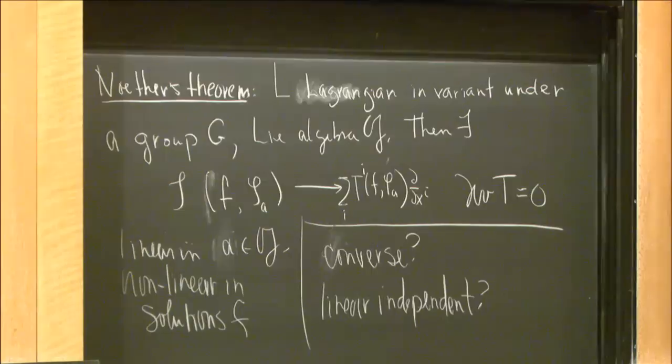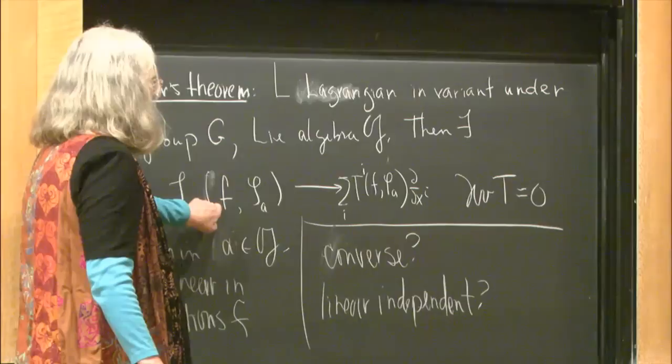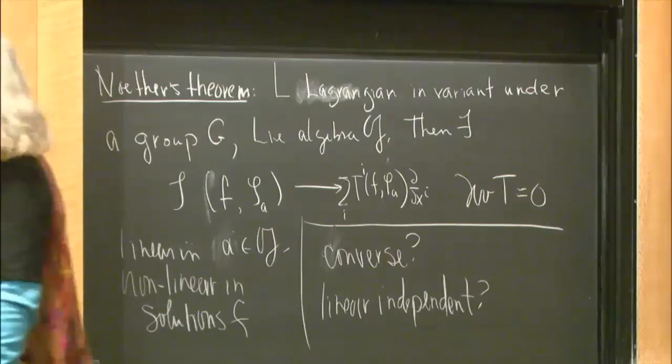That's a technical and very mild difference. And this is linear in the Lie algebra, you can see by the computations of everything. And it's very nonlinear in the solutions of the Euler-Lagrange equations. Okay, well, so now we know what we did, though. Okay?